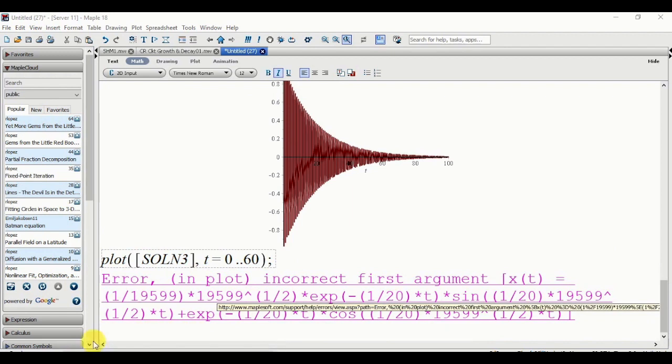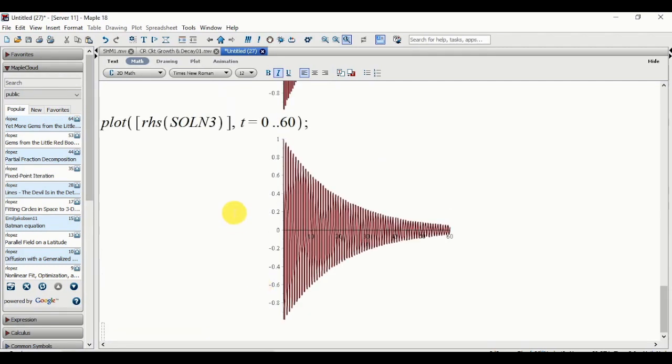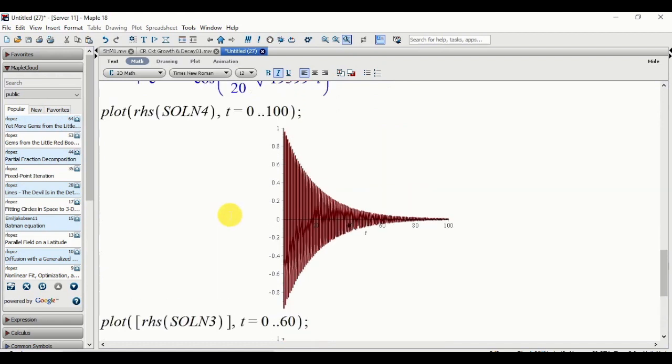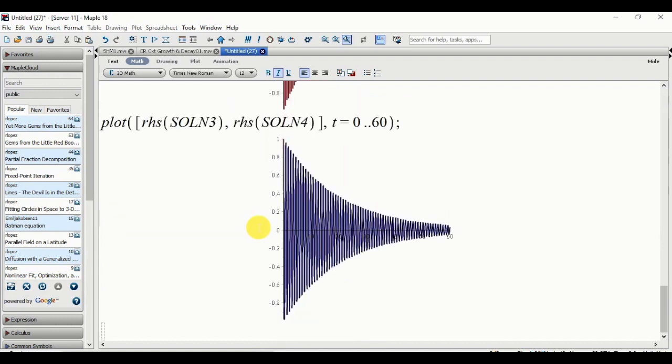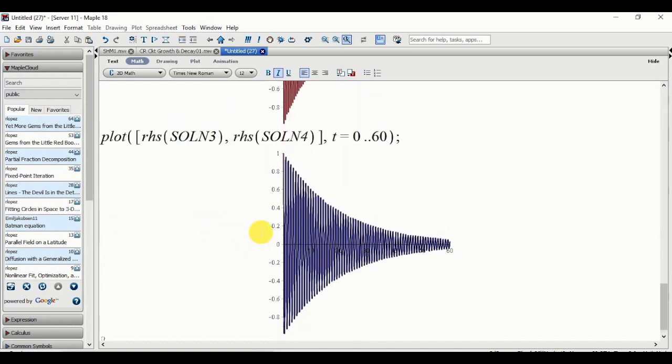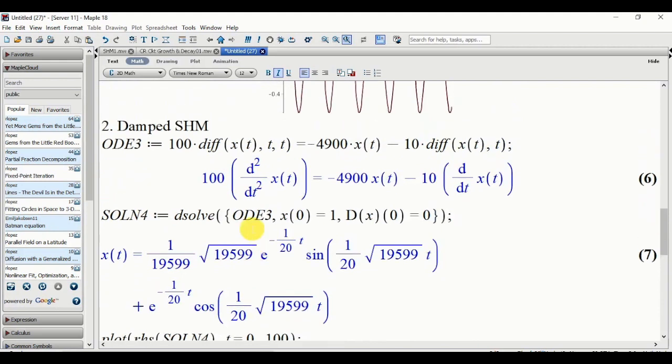Oops, I'm committing mistake after mistake. Here I should write the right hand side of solution 3. See, one has to be very cautious. Now I'm making only one plot at a time. Solution 3 and solution 4. Then comma, right hand side of solution 4. So it has not picked up solution 3 and 4 because some assignment has gone wrong earlier.